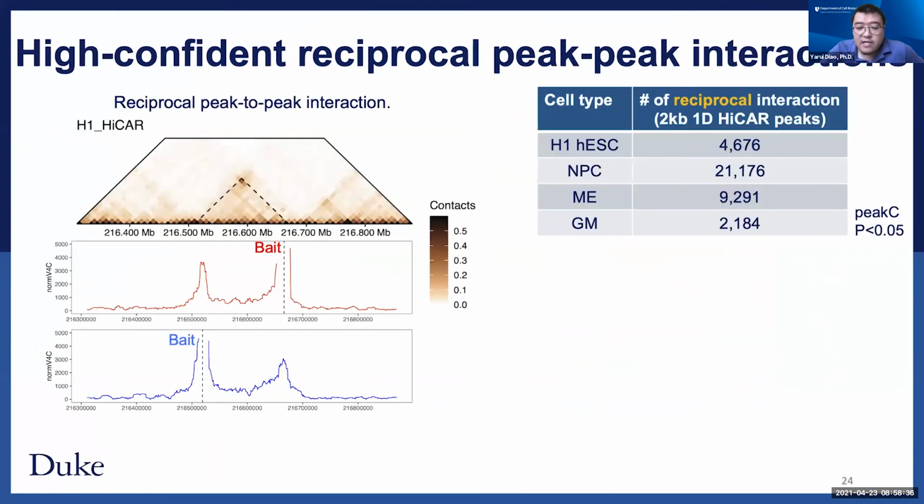So we think that maybe there's an alternative model for this developmental gene activation. Instead of relying on the preformed repressive loops, they also need to gain an active loop.